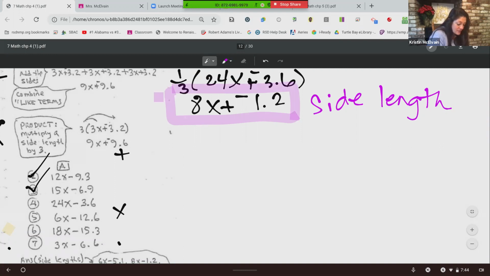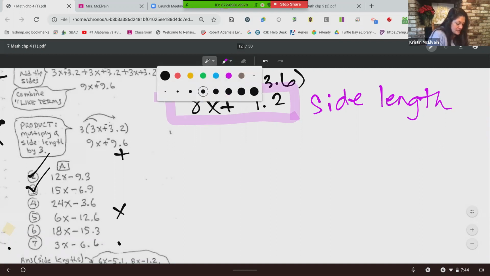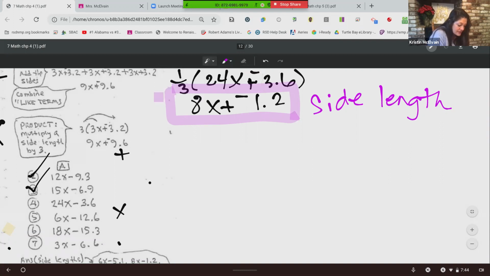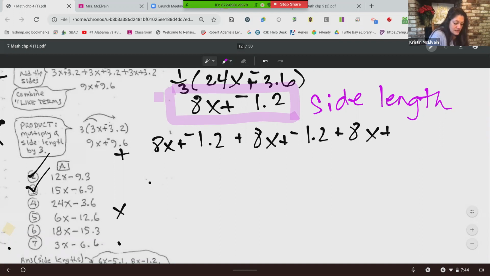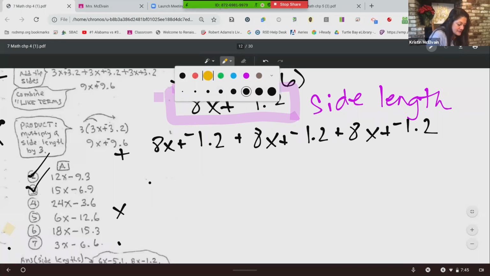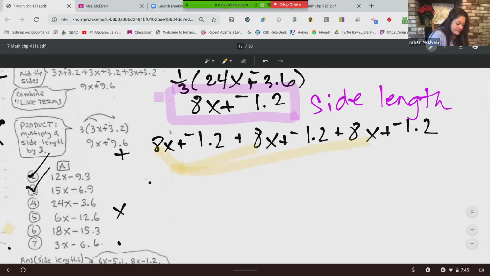Okay, so repeated addition. All right, so we're going to have 8x plus negative 1.2. There's 1, 2, and 3. Combine like terms. And here gives us our original 24x plus negative 3.6.